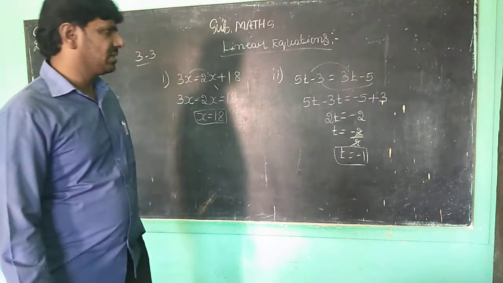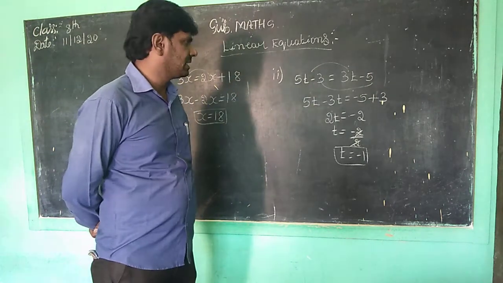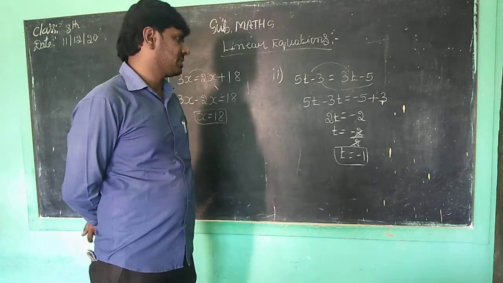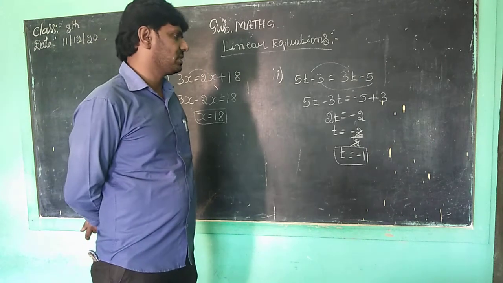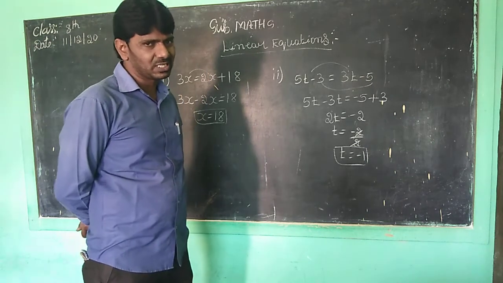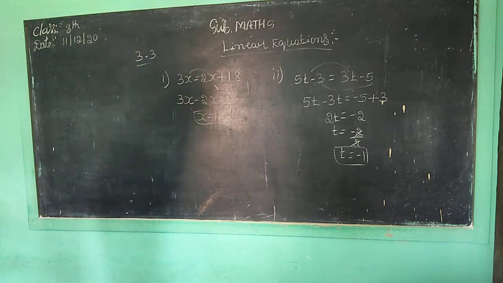5t minus 3 is equal to 3t minus 5. This 3t will come to the left hand side as minus 3t, is equal to minus 5. This minus 3 will come to the right hand side as plus 3. 5t minus 3t is equal to 2t. Minus 5 plus 3 is equal to minus 2. t is equal to minus 2 by 2, t is equal to minus 1. Any doubt here, children? Now we want to take the next question.